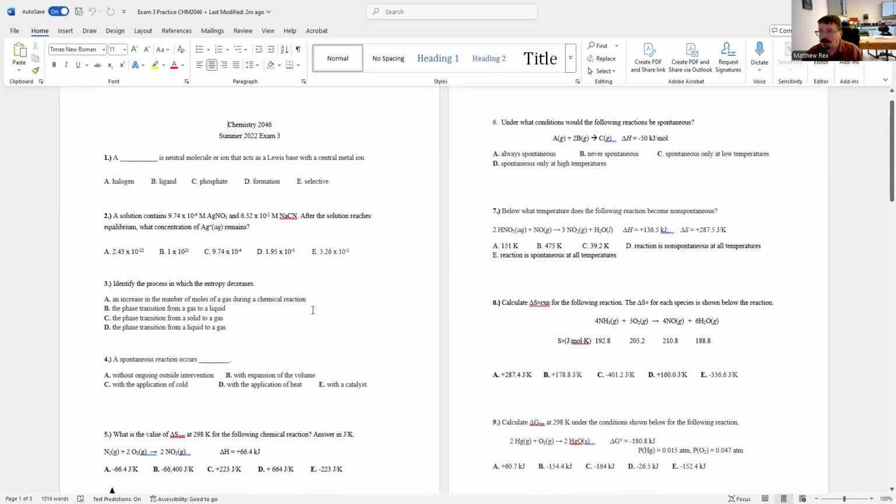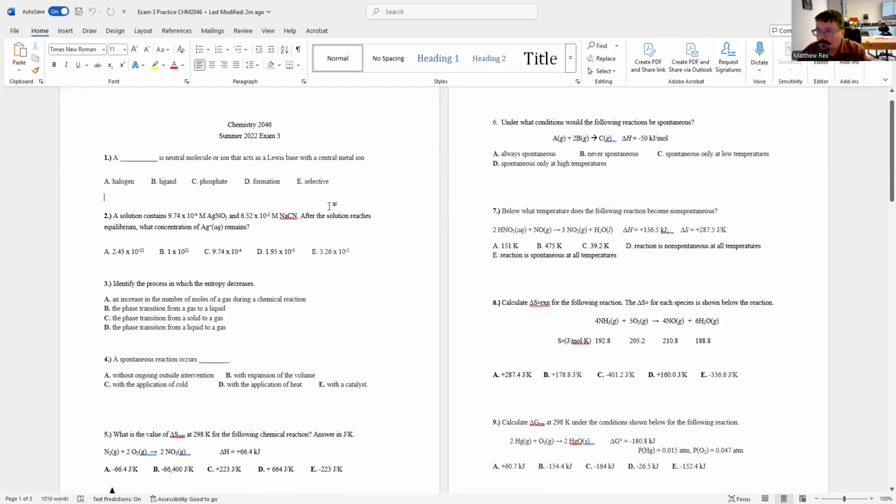All right. So question 1, a blank is a neutral molecule or ion that acts as a Lewis base with a central metal atom. So these are the things that are going to bind to that central metal ion and form a complex. And in that case, that is a ligand. Ligands are those Lewis bases that bond to our central metal atom. So all of our K sub F and our table that gives us our K sub Fs are related to that.